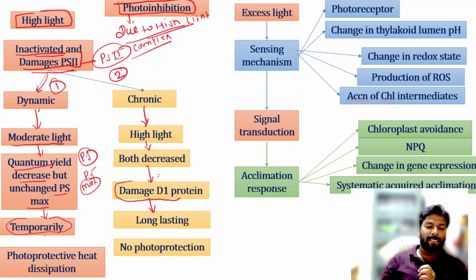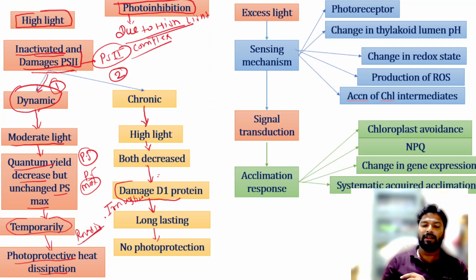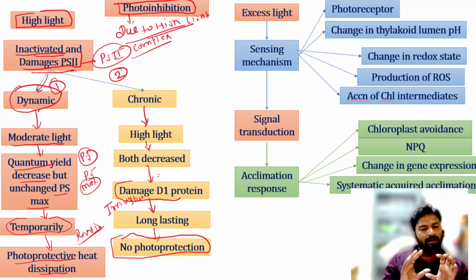By photoprotective heat dissipation, we can manage dynamic photoinhibition. But in chronic photoinhibition, this is irreversible, whereas dynamic is reversible. Here there is no photoprotection mechanism in the plant. If there is damage to the D1 protein, then there will be a decrease in the photosynthetic rate. So friends, this is about photoinhibition.